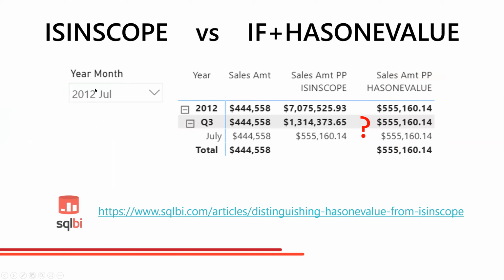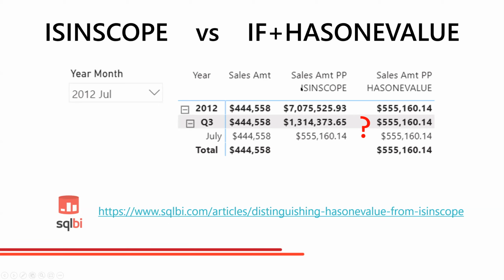And so here's a link from the SQL BI guys where they go in and talk about the actual differences here. The Cliff Notes is that the ISINSCOPE checks to see, is the column that's the argument for ISINSCOPE used in the grouping criteria? So if you think of a matrix, the month is used in the grouping level, right? And here, it's not used in the grouping, right? So at the quarter level, and that's why we get this calculation.